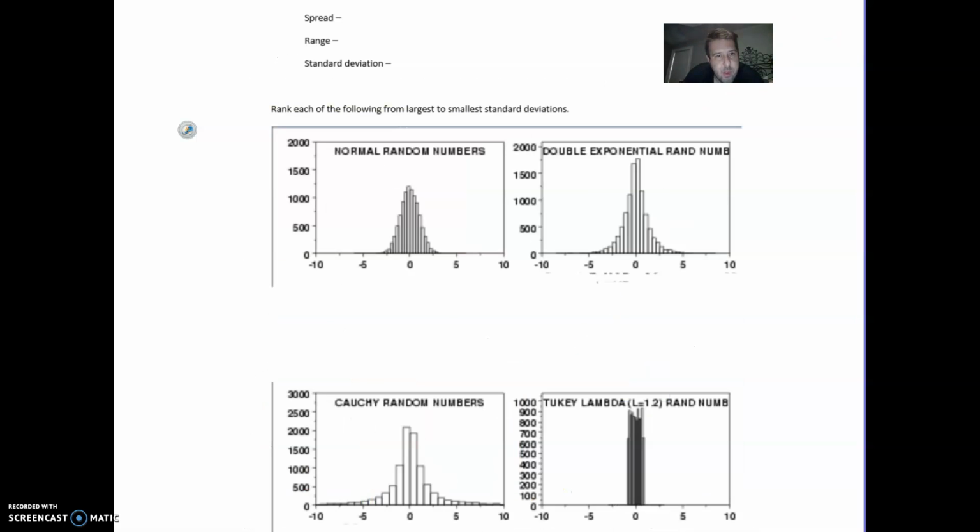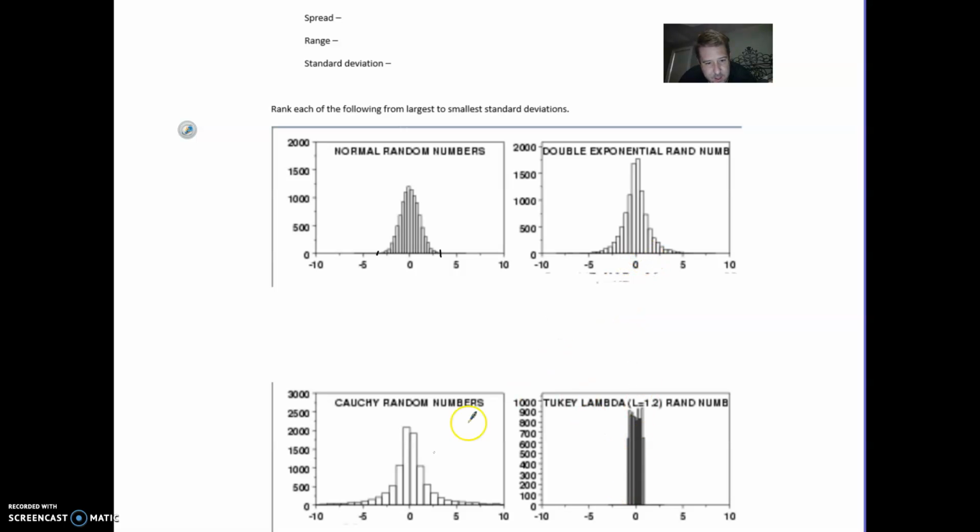All right, so we're talking about spread now, how far apart the data is. The spread just tells you how far apart it is, the range goes from here to here, and your standard deviation would be the average distance away from the center. So rank the following from largest to smallest standard deviations.